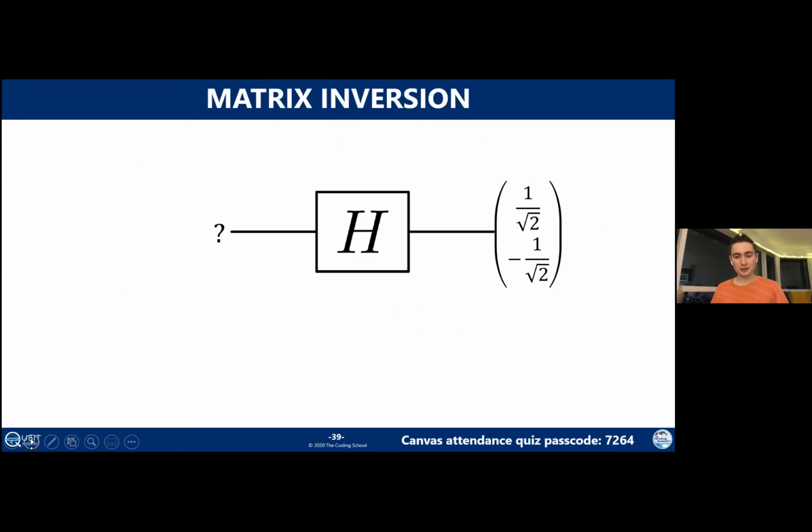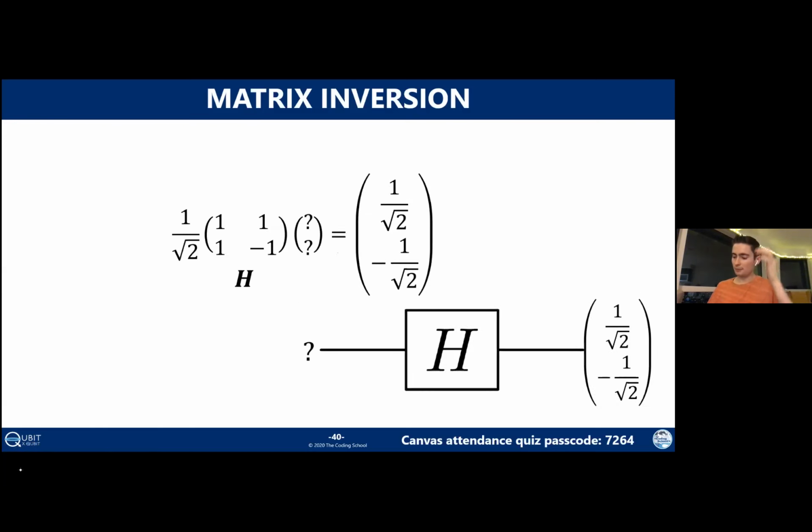Here, we're going to talk about another kind of problem. That is, what if I give you the output, but not the input? So remember, if you knew the input, you could compute the output because you would just write H times the input vector, whatever it is, and that would give you this output, 1 over root 2, minus 1 over root 2. But what if you don't know what the input is? What if you know the output and you want to find what the input should be? That's where matrix inversion comes in. So here's the example I just wrote. You know that applying the Hadamard gate to some qubit is going to give you that result. You just don't know what that qubit is.